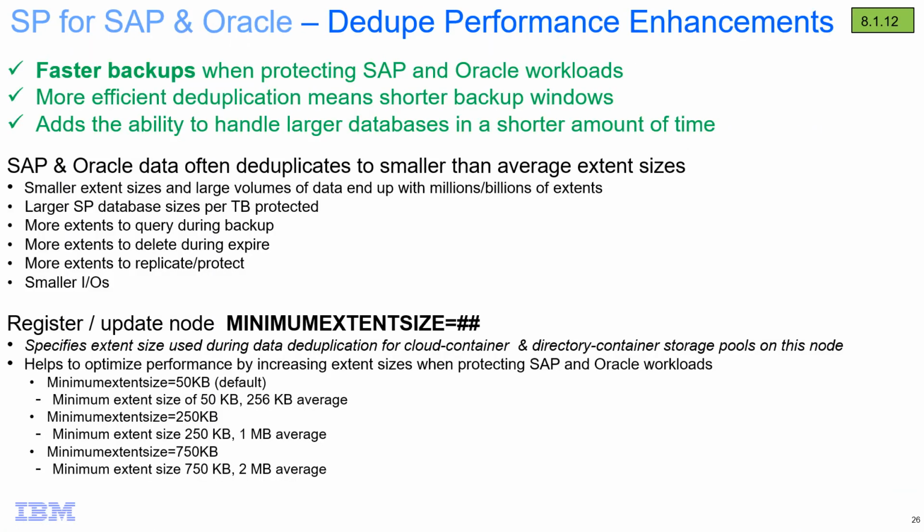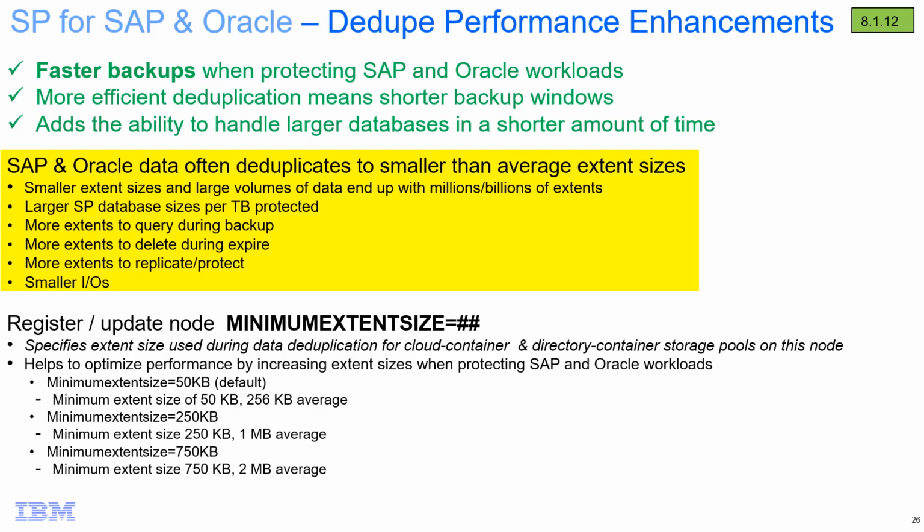For your Spectrum Protect for SAP or your Spectrum Protect for Oracle data protection modules, we have some dedupe performance enhancements. What we have found is that when you back up your SAP and Oracle data to a container storage pool, often the deduplication of that ends up in smaller than average extent size. So you end up with a lot of extents out there, which in the end will cause your Spectrum Protect database to grow.